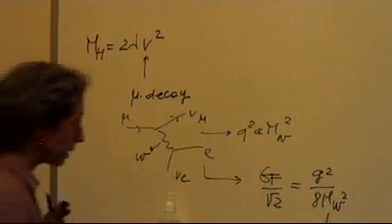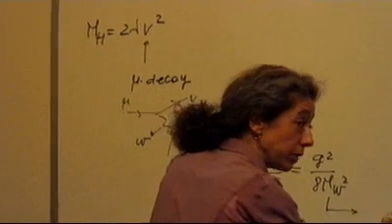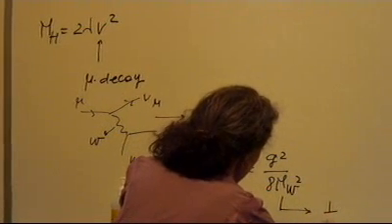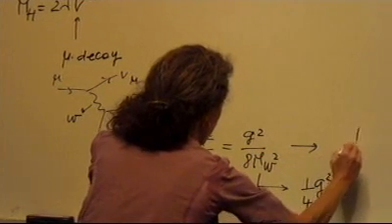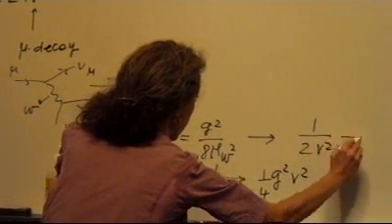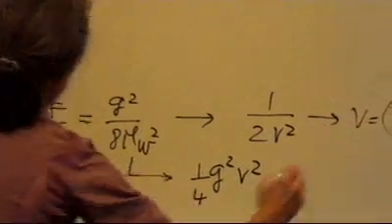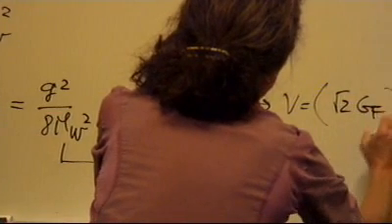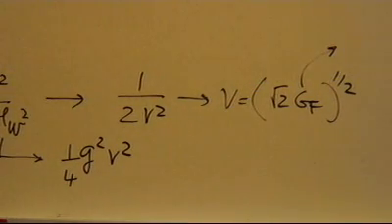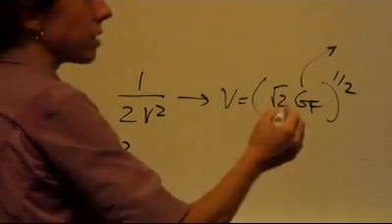So M_W squared, in the Standard Model, is a half g v. So this is a fourth g squared v squared. And so you see that this goes to 1 over 2 v squared. So you see that v is the square root of 2 G_F to the power minus 1/2. So if you measure G_F in muon decay, you measure v, right? And G_F has no error, basically.